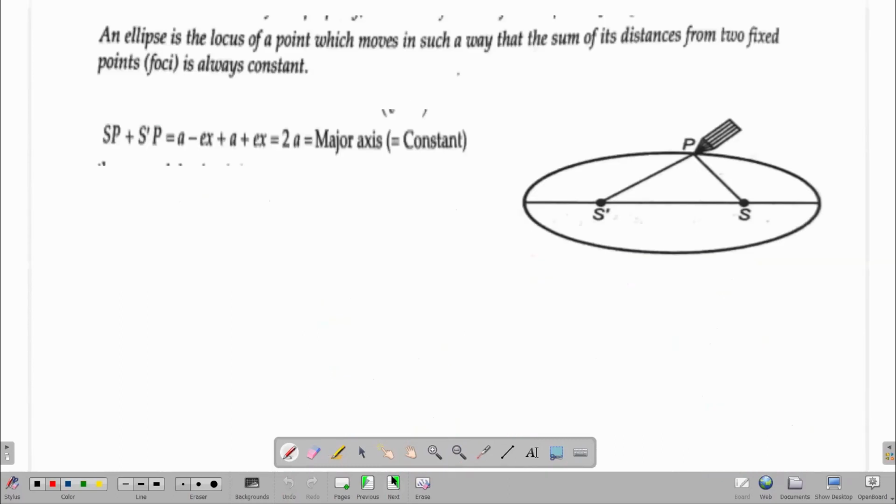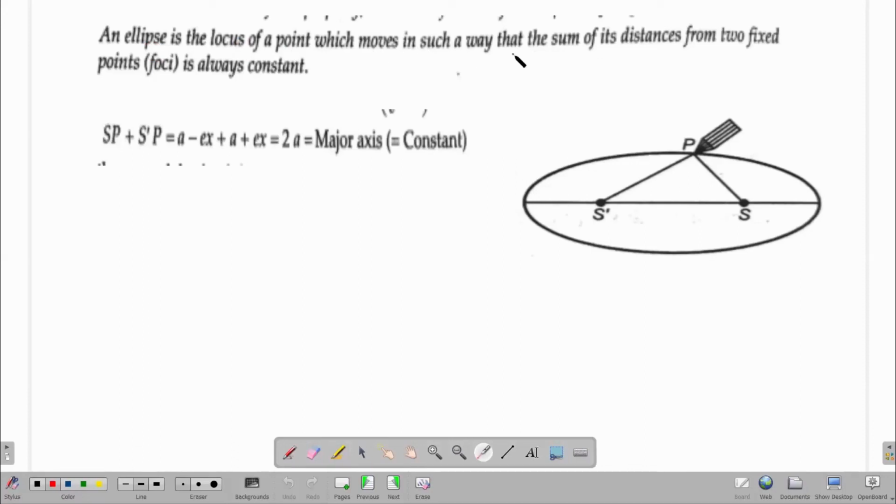Now next is written another definition of ellipse, which is more important. An ellipse is the locus of a point which moves in such a way that the sum of its distances from two fixed points, that means those two foci, is always constant. What is written here? SP plus S dash P, that is the sum of the distances of a moving point from two fixed points. One fixed point is this focus S and another is S dash. So SP plus S dash P are two focal distances, and those are (a minus EX) plus (a plus EX), and hence we get 2A.